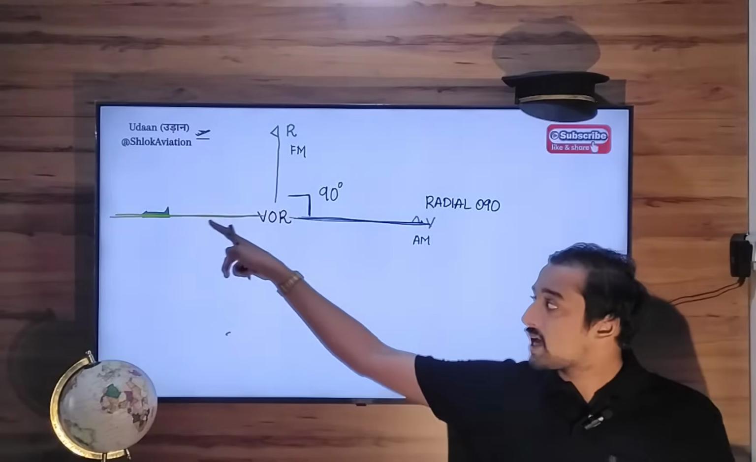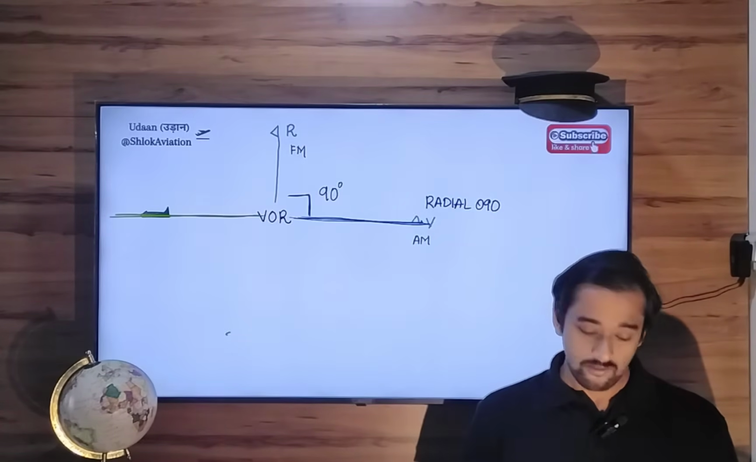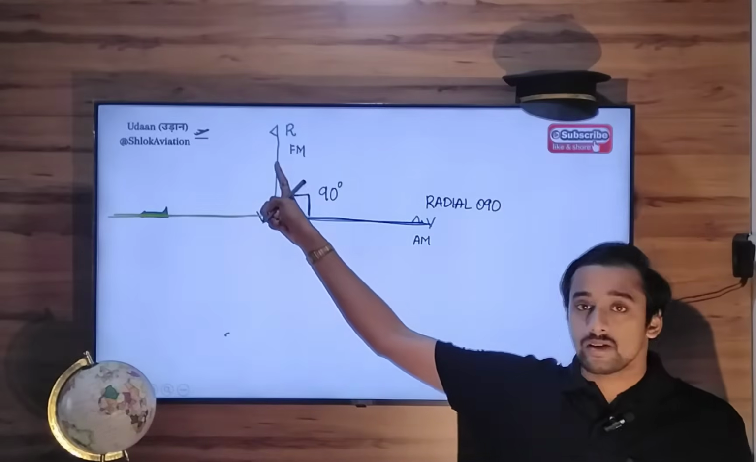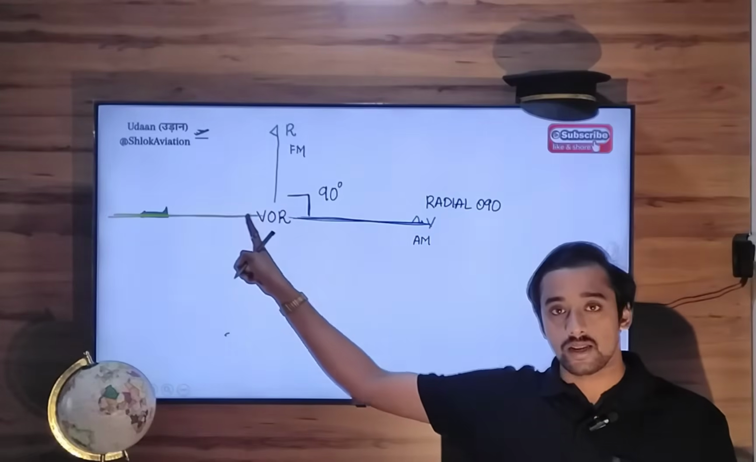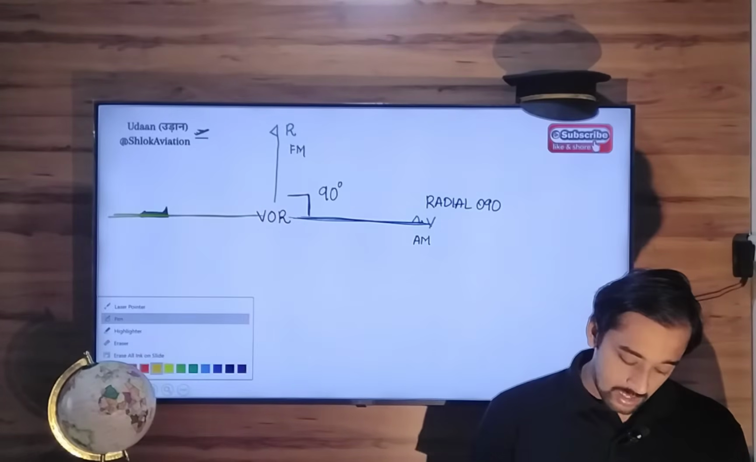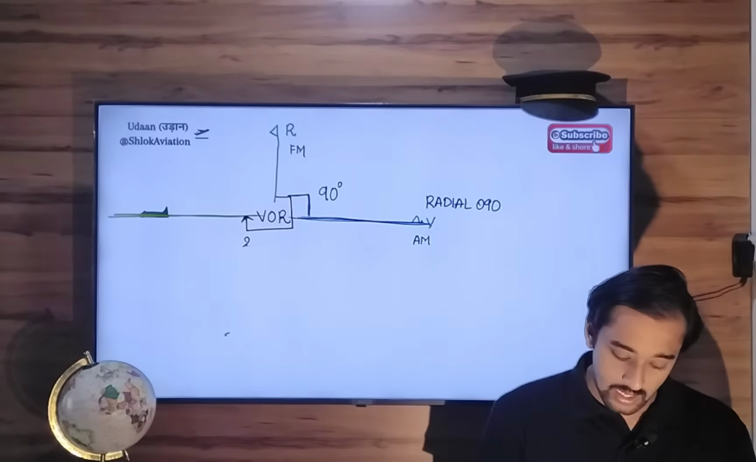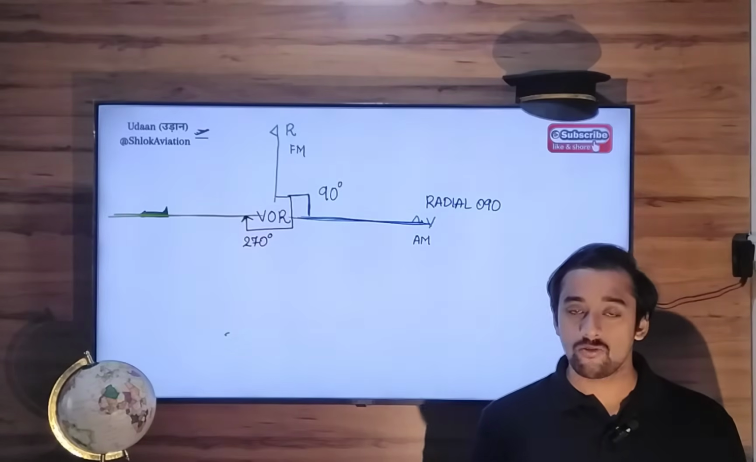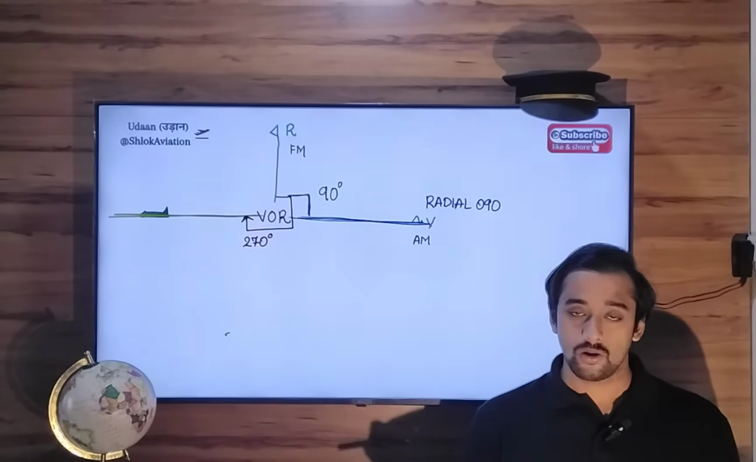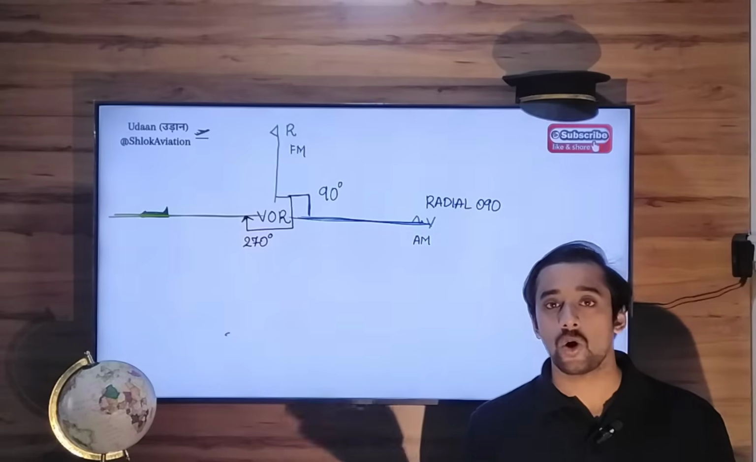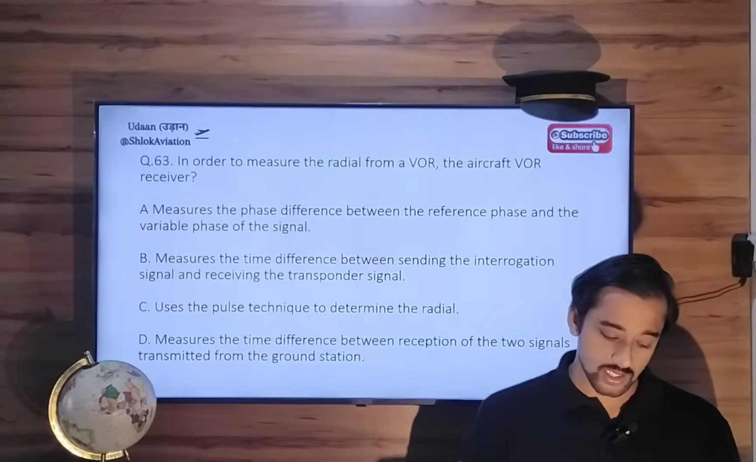When it passes this aircraft, the VOR receiver in this aircraft will measure the phase difference between this wave, that is your reference signal, and this variable signal. Okay, and the angle will be equal to how much? This will be equal to 270 degrees. So the VOR receiver measures this phase difference and interprets this information as the aircraft being on radial 270. So this is how the VOR system works.